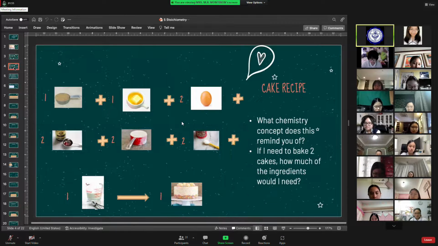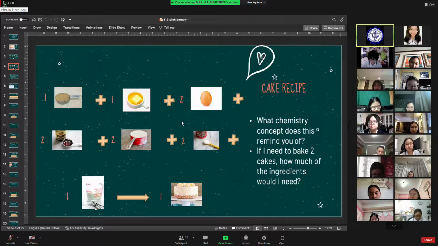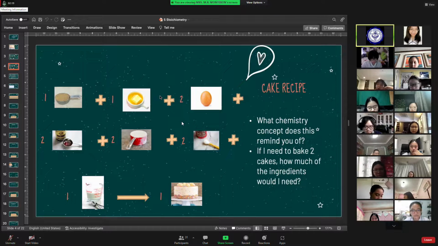What if you will be baking 2 cakes? Okay, if you will be baking 2 cakes, what should you be doing to the ingredients? How much of the ingredients would you need? What should you do if you will be baking 2 cakes, vanilla cakes? Ayan. So you have to multiply the amount. You need to double up the materials and the ingredients.